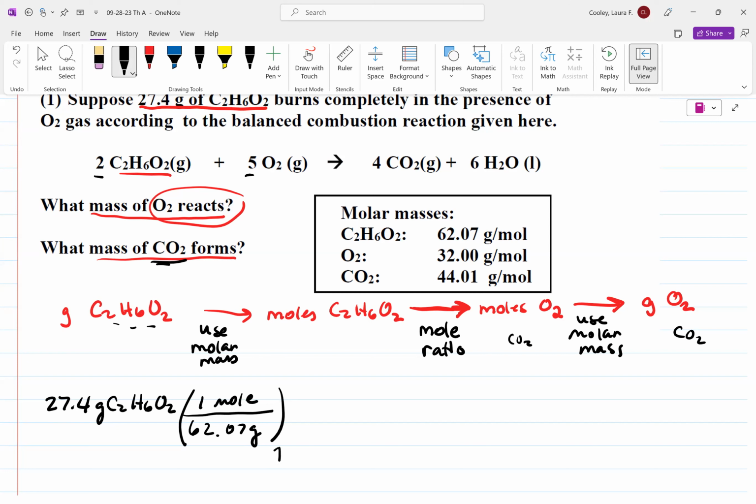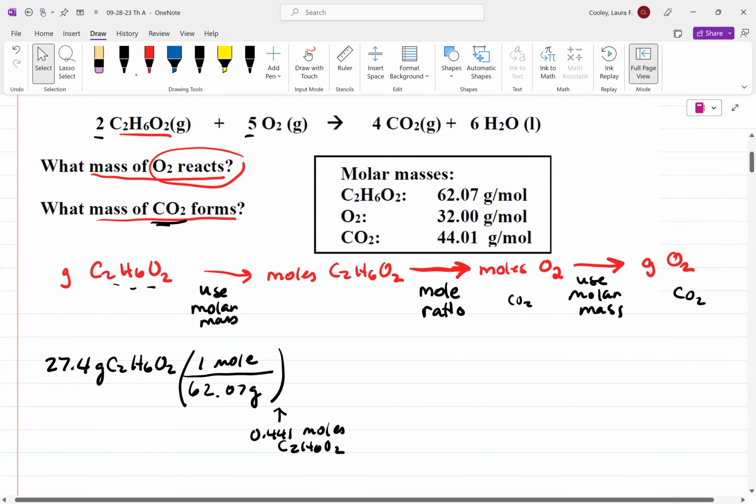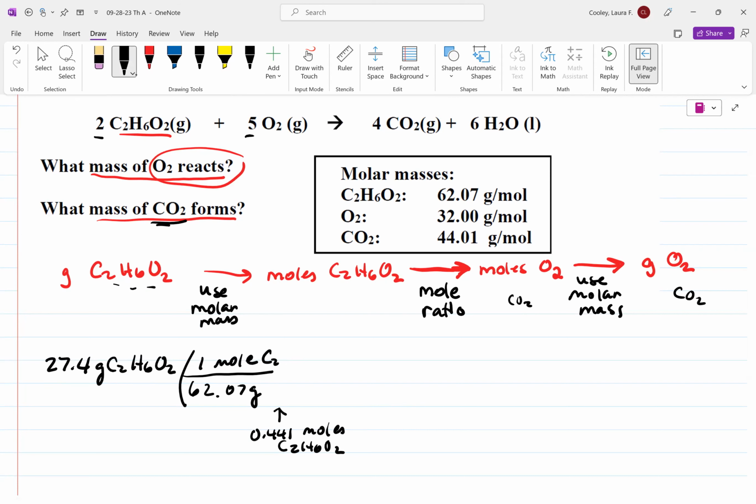If you were to do the math here, you would end up with 0.441 moles of C2H6O2. But I don't want to stop here. Oh, I really have to do better with my labeling. And here is where I use that stoichiometric ratio, 5 moles of O2 per 2 moles of C2H6O2. So my moles of C2H6O2 cancels. I already canceled the gram.